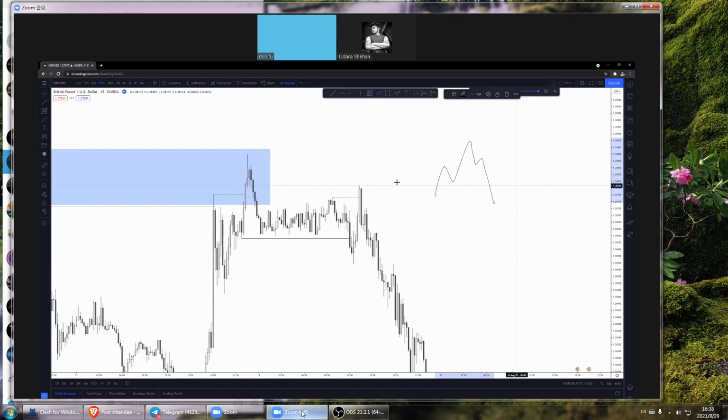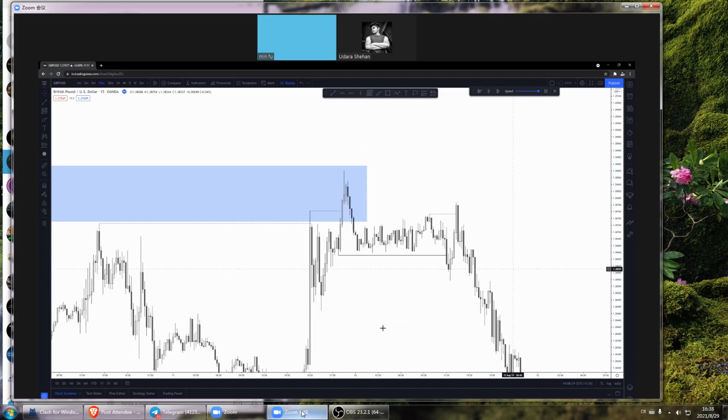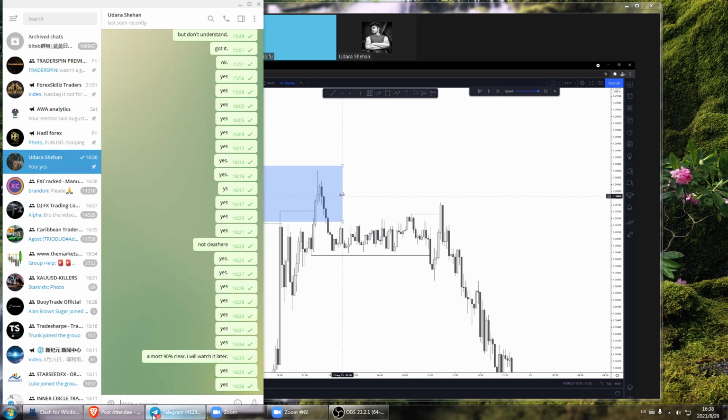Okay, this is that second pattern. See, it took out liquidity. This is where structure got broken. Everyone will look at this, but I told you this is not high probable, so we have to wait for that to get taken out. Can you understand that? Hope that's clear.